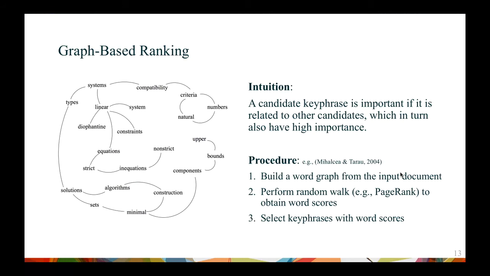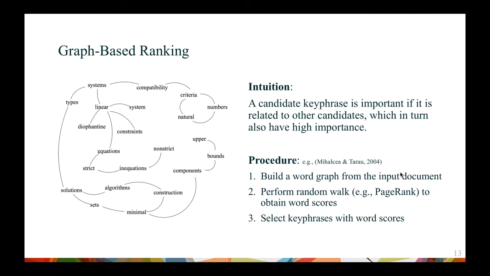Then after you build a graph, what you do is PageRank, or a random walk on this graph. After you do the random walk, you have some kind of ranking or score of these words, and then you can use that score to define the score of your phrases, and in turn select the key phrases. I will get into detail later, but this is the general idea of the random walk.